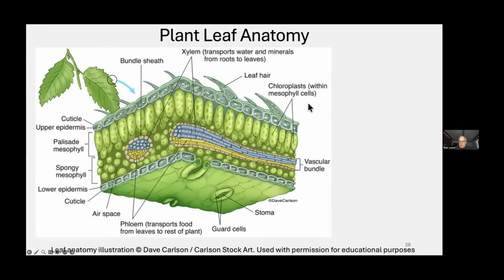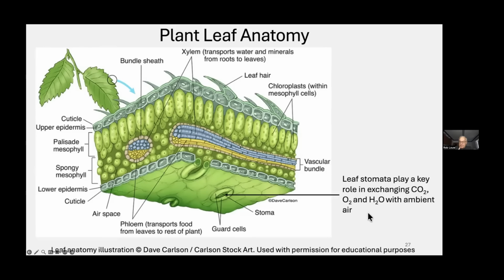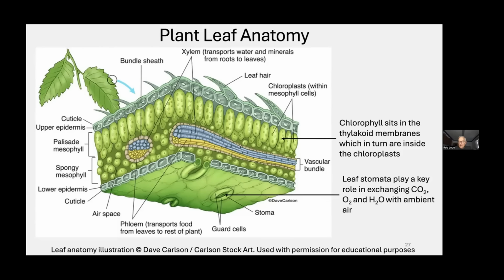The chloroplasts sit inside these mesophyll cells, and this is where the action takes place. This is where photosynthesis happens and where the plant sugars are manufactured. As I said, stoma are a very important part of the leaf because they play a key role in exchanging CO2, oxygen, and water with ambient air, and the chlorophyll itself sits inside what we call the thylakoid membranes, which in turn are inside the chloroplasts.